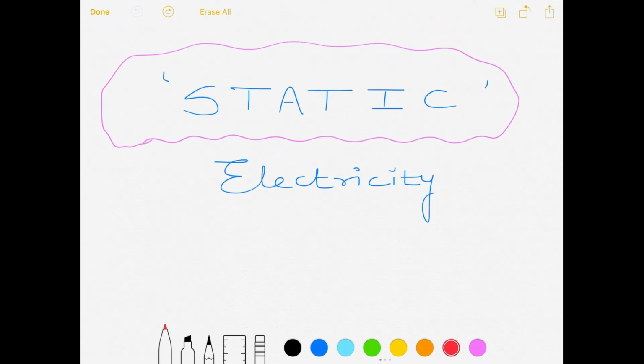And why is it called static electricity? Because the charges are not moving. They are just gathered or collected on the surfaces of the material.